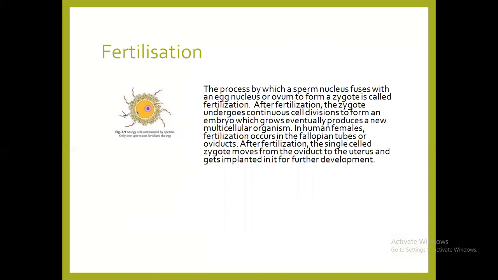So here in this diagram, you can see that so many sperms are coming and attacking the ovum, but only one of them comes inside and the rest degenerate there. The head of the sperm cell contains an enzyme that makes it possible to penetrate into the egg. Once the head of the sperm reaches inside the egg, the tail of the sperm falls off. The outside of the egg then thickens to prevent the entering of other sperms. After fertilization, the single-celled zygote moves from the oviduct to the uterus and gets implanted in it for further development.